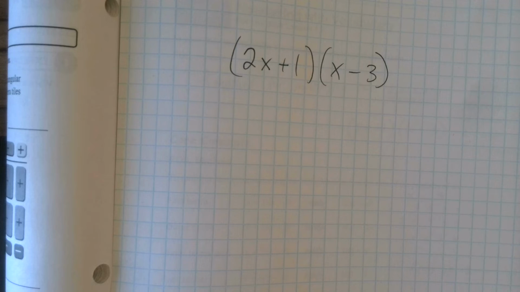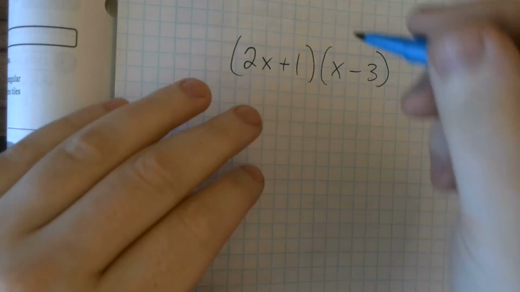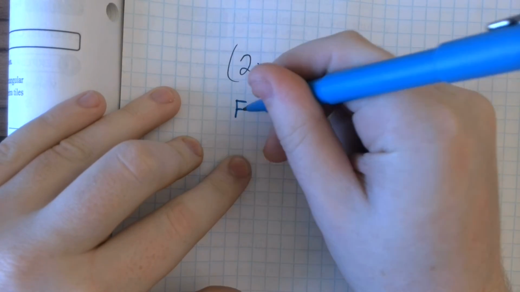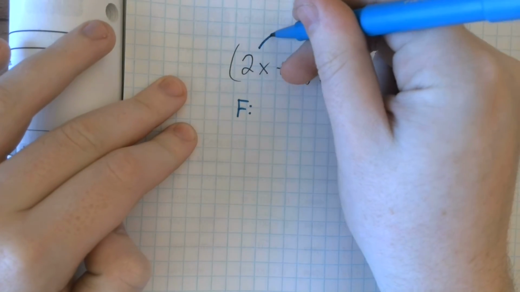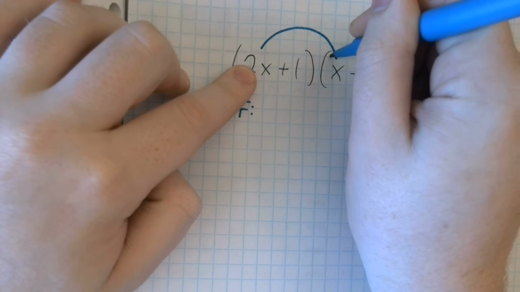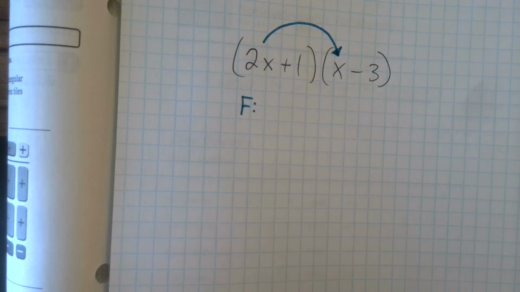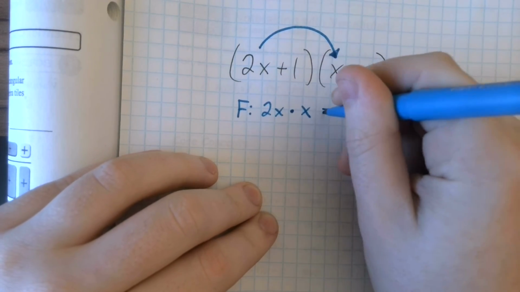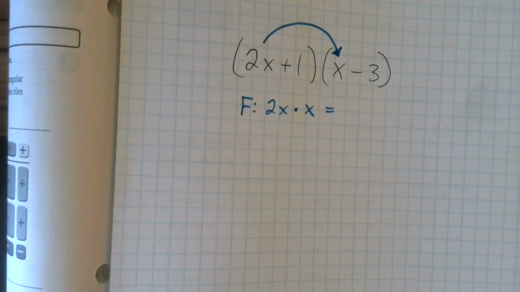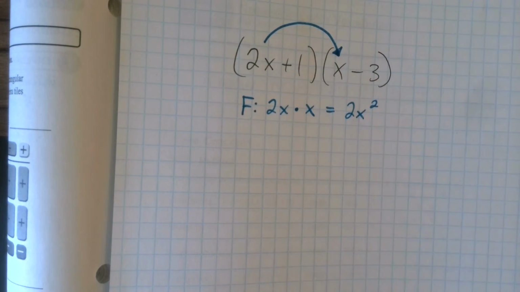Jumping over here to this paper with our problem on it, FOIL tells you the order in which you want to multiply the terms. F stands for first. So what are the first terms in each polynomial? 2x is the first in this one, and x is the first in this. I'm going to draw a little arc here to show that we're multiplying the two. So for the first step, we're really doing 2x times x. Well, this is the same as 2 times x, or 2x squared.